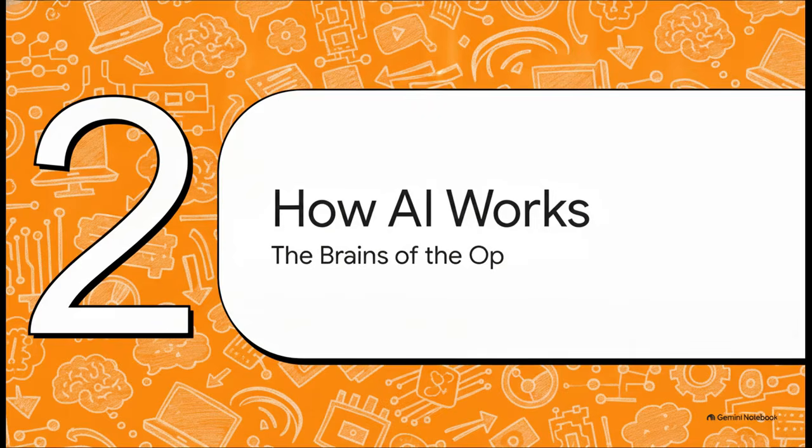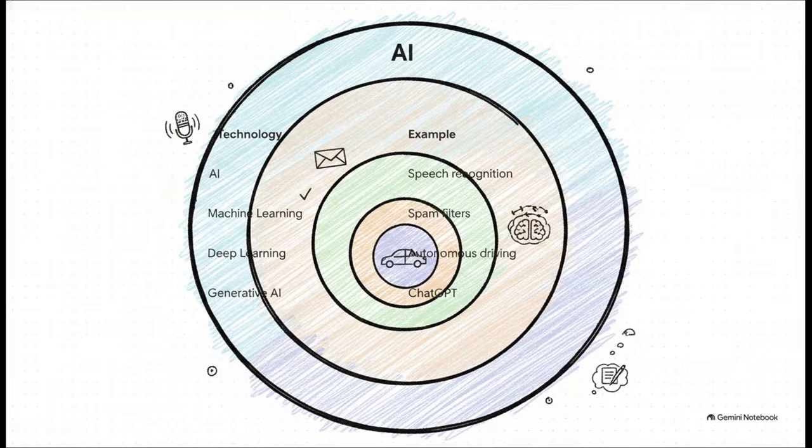Section 2. How AI works. Now we're going to transition from hardware and networks right into the brains of the modern operation by looking at artificial intelligence. A massive misconception out there is that these are 4 totally separate technologies. They aren't. Notice how they are actually nested categories, kind of like Russian nesting dolls.